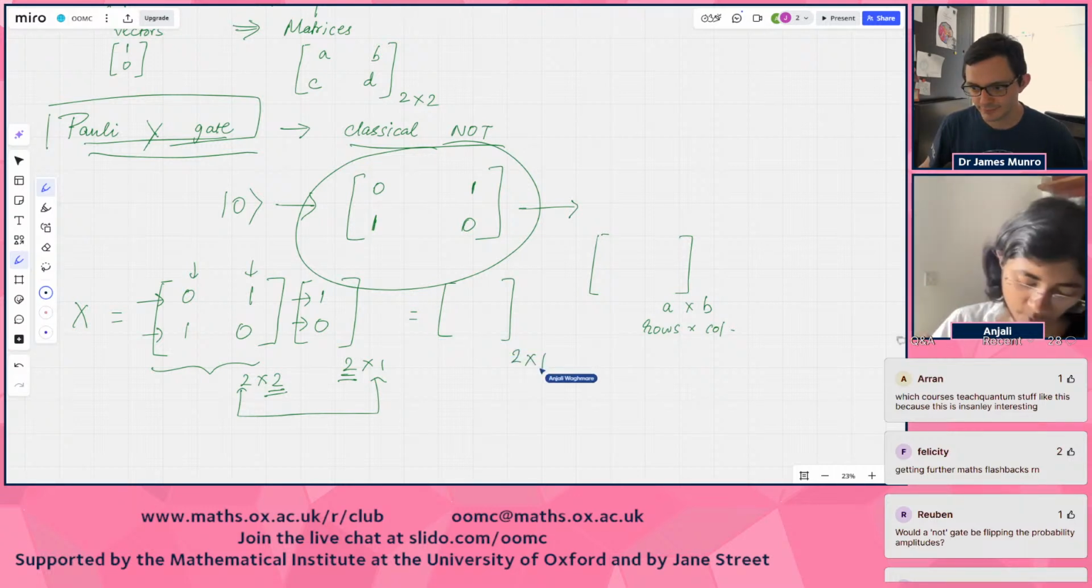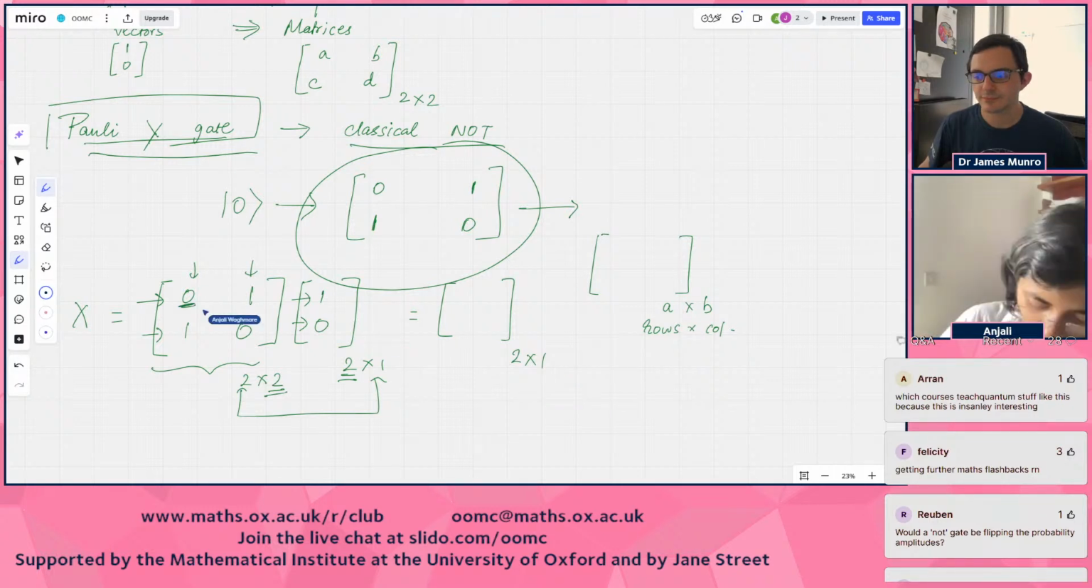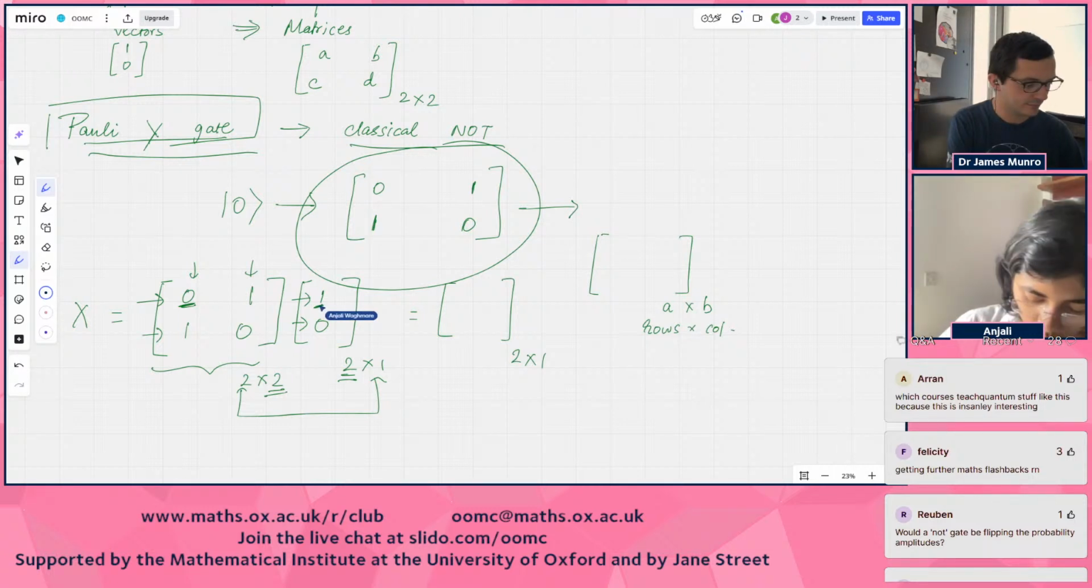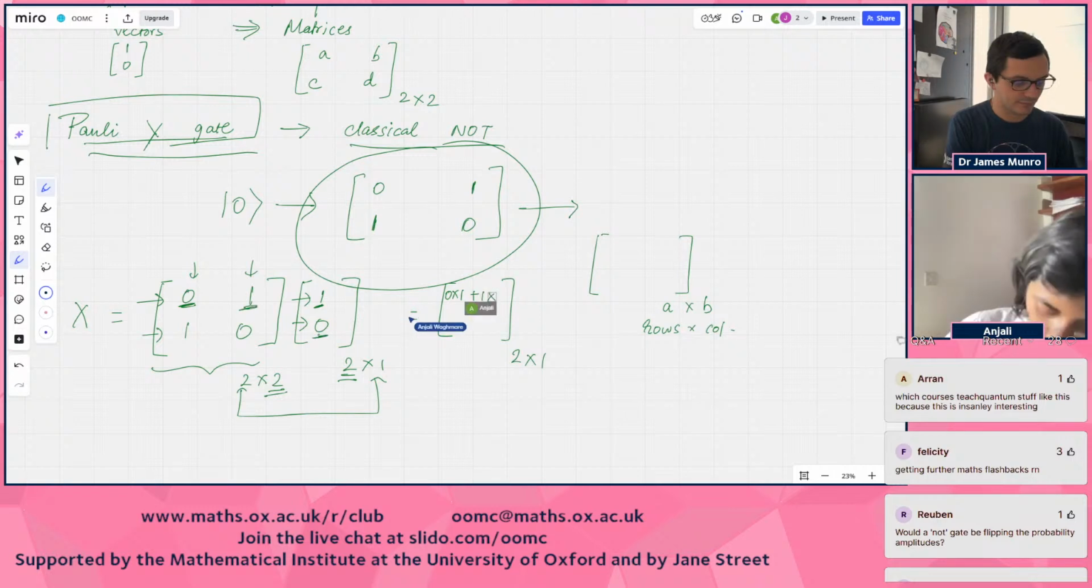And how you multiply this is you take the first element over here from the matrix, you multiply it with the first element in the column vector. So you have a 0 times 1, plus you have this multiplied with this, so a 1 times 0. And then for the second row, you multiply the first element of the second row, so 1, with this, so 1 times 1 plus 0 times 0. So this is essentially 0, 1.